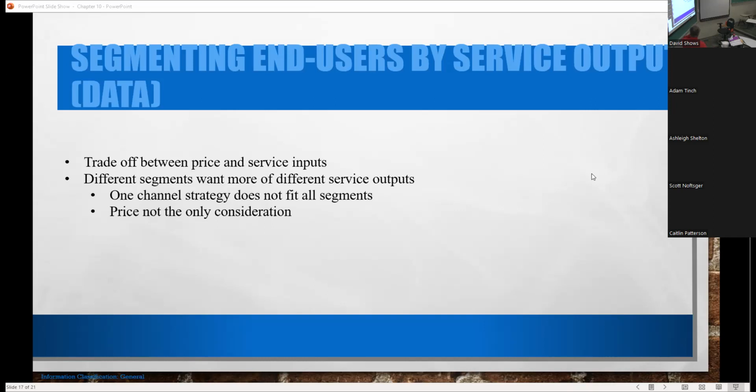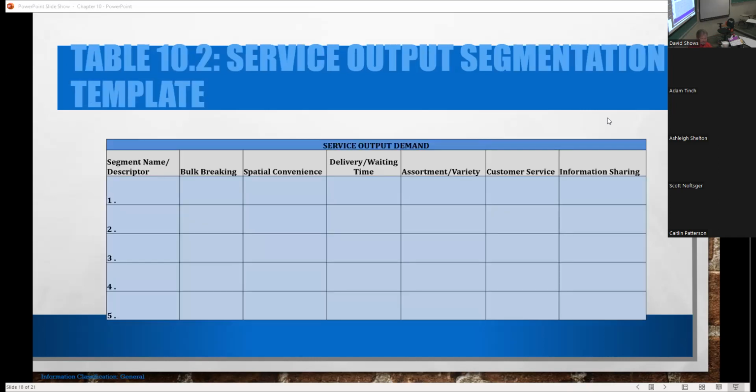And so let me just wrap this up by saying the segments have their own different outputs. One strategy doesn't fit all segments. And that's why you need to know each segment so that you can define a different strategy for each segment. And that price is not the only consideration. So this is kind of a little sheet that you can use as a template, but we don't necessarily need to use that, okay?